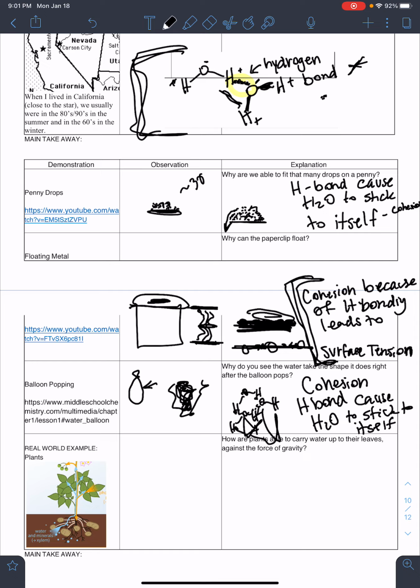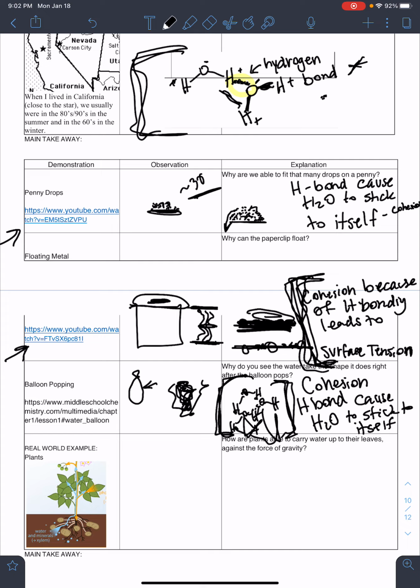It's good to ask your question sometimes, like if we put some other substance in a balloon, some other liquid, would it stick like water does as well? And your answer is probably no, right? Because water has a special property of hydrogen bonding that's causing it to stick. So if we did different drops on a penny with a different liquid, it probably wouldn't stick. You'd get less drops than 30. Same thing, you probably couldn't balance a paperclip on some other kind of liquid because it doesn't have the cohesion and the surface tension that water has.